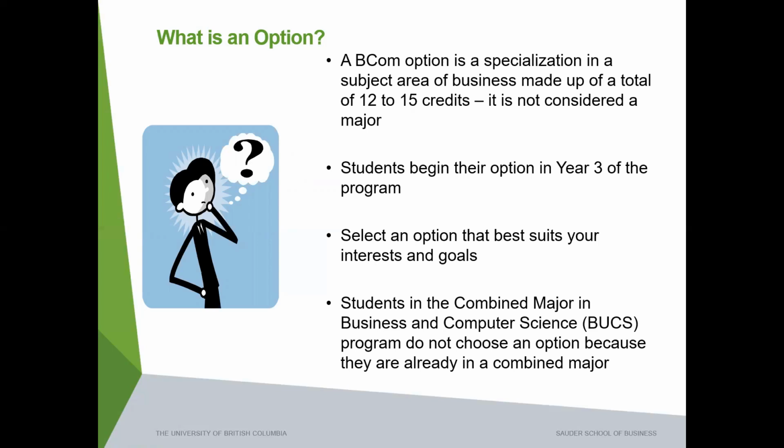A major at the university is 30 credits of upper level coursework, and typically majors are done within the Faculty of Arts in a Bachelor of Arts degree, for example. Students would choose a major in that program. But within the BCom program, students choose a specialization. And typically the option or specialization is chosen at the start of year 3 of the program.